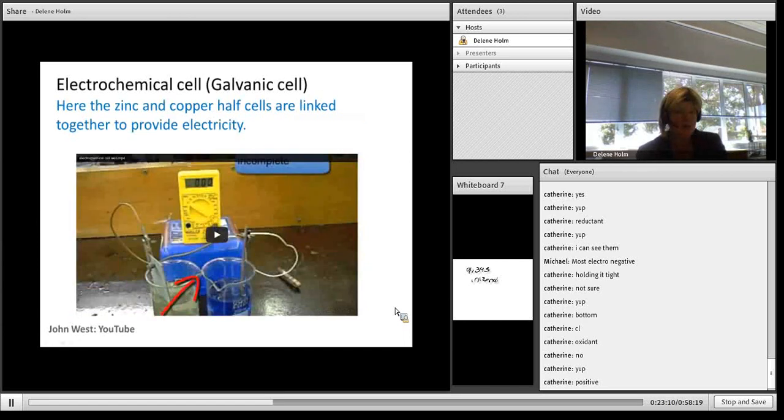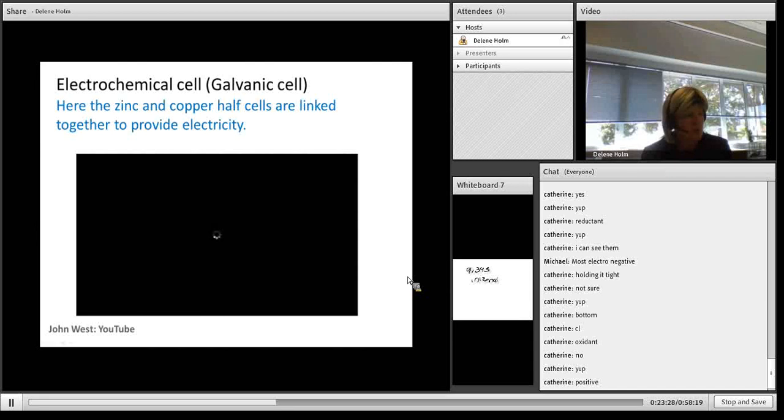So when we work out the values of copper compared to hydrogen and zinc compared to hydrogen, we can then take copper and zinc together and hook them up in the same way. So I'll just show what happens here. I really just want you to see the reading, because we're going to be talking about that reading.